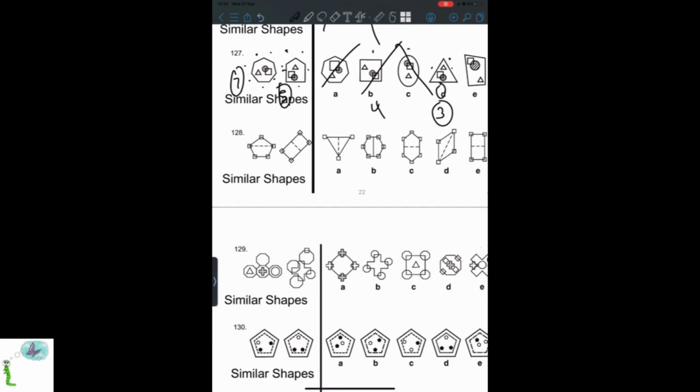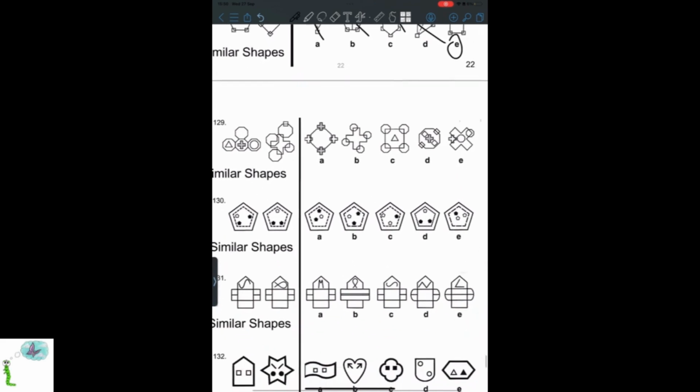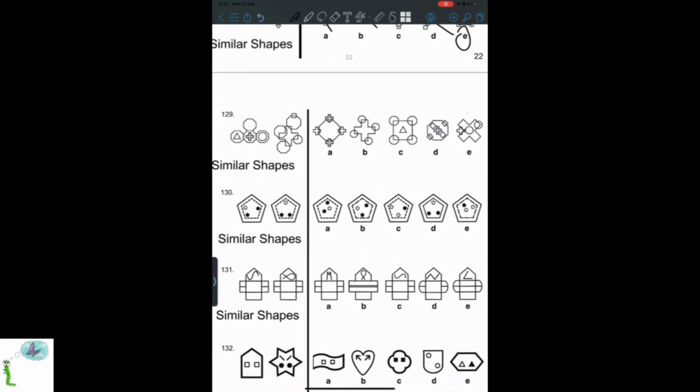What's similar is these little squares, so we can already cross that out. Just little overlapping squares, right? Cross that, we can cross that. We're left with 2 options, and we can cross out B because it doesn't have a dashed line, because that's obviously the other rule, right? Question 129.